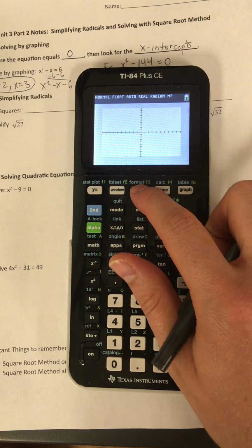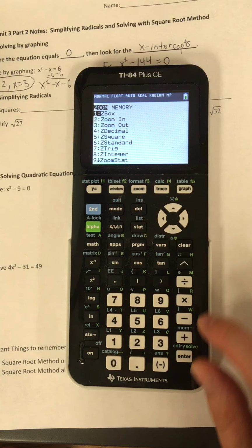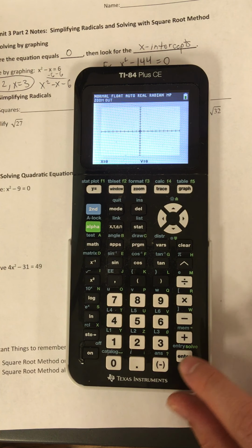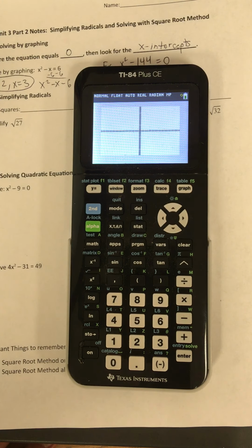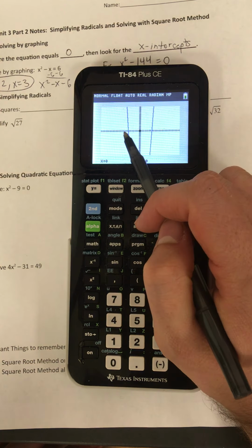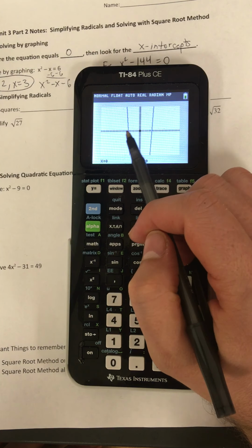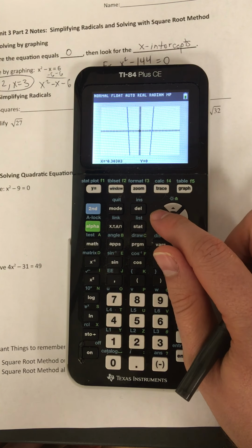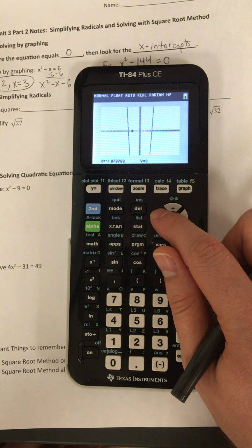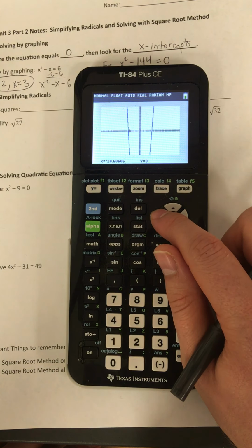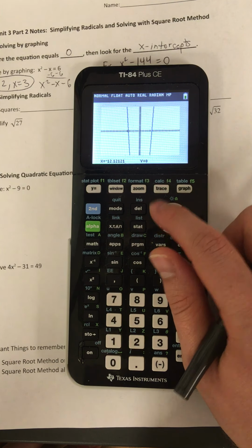I'm going to hit the zoom button, and then 3 is to zoom out. So zoom 3, and then you have to hit enter. That's going to zoom me out. Now I can see at least part of my graph, the part I need. It's got to cross right here and right here, but it's zoomed out so far, it's hard to see what those numbers are. If you just use your left arrow, put that tick mark as close to that spot as we can get it, we can get an estimate right there.